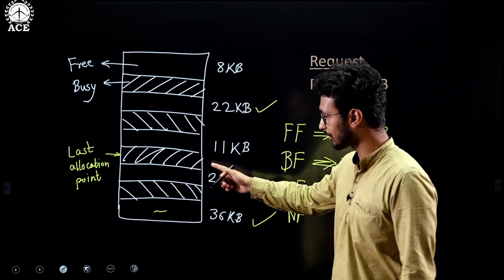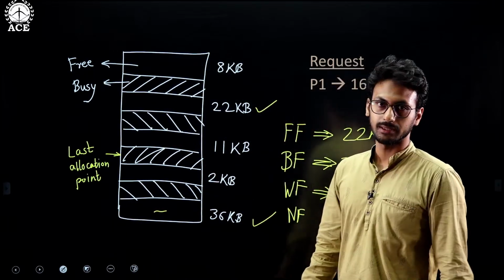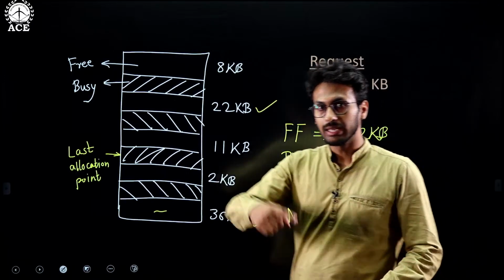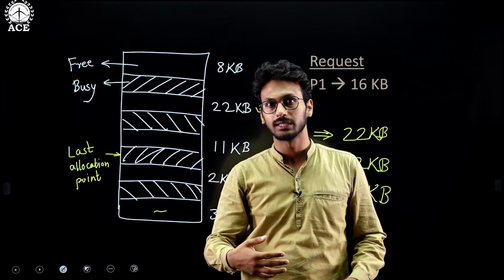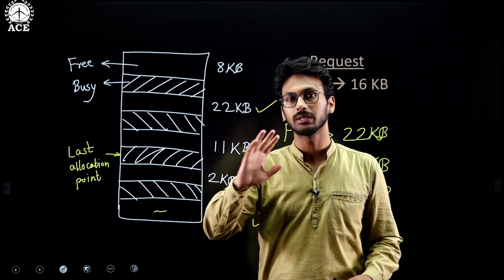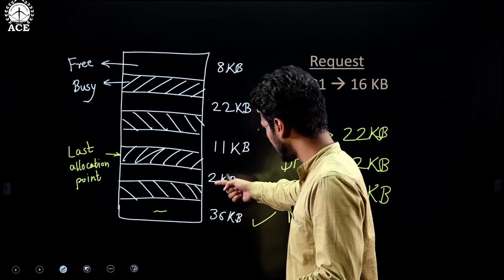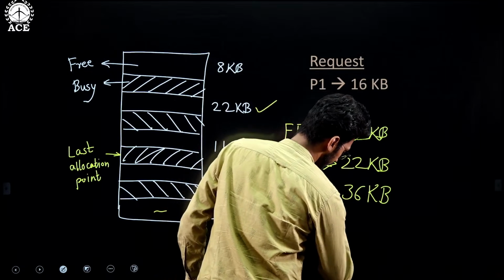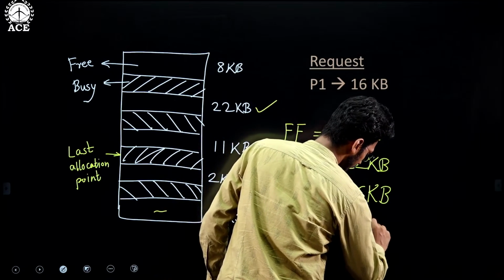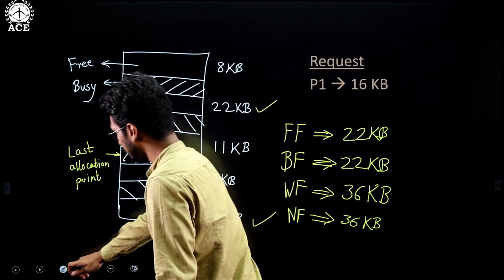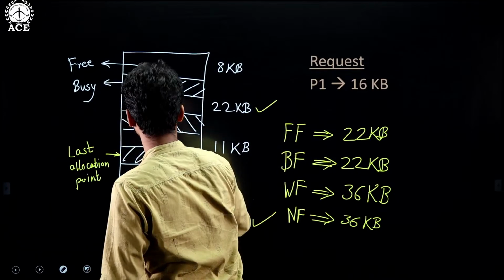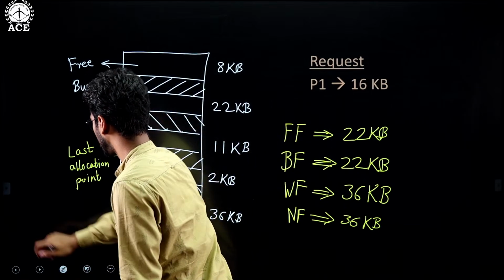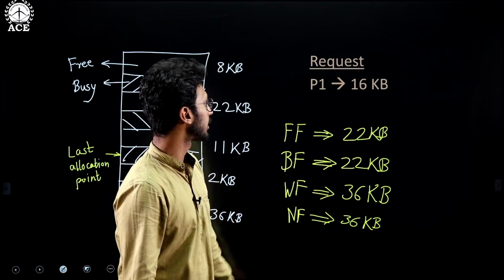Considering this to be last allocation point, where will you place the process with 16 KB using next fit? Obviously, from the last allocation point, you will just use first fit, isn't it? First sufficient partition from the last allocation point. From here, just keep on checking. Okay, 2 KB can't place it, 36 KB we can place it. So 36 KB. I hope you got it. Done with this one. Let me just erase this one. Okay, anything else to add? This one and this one. Done with this one. Okay.